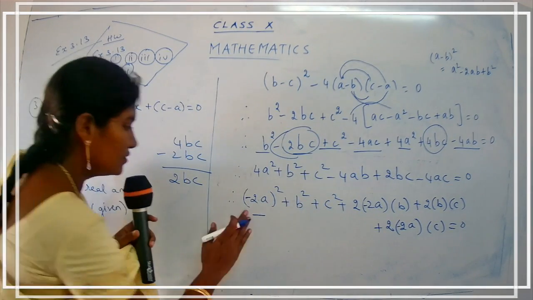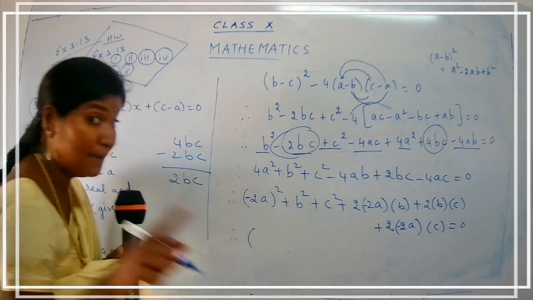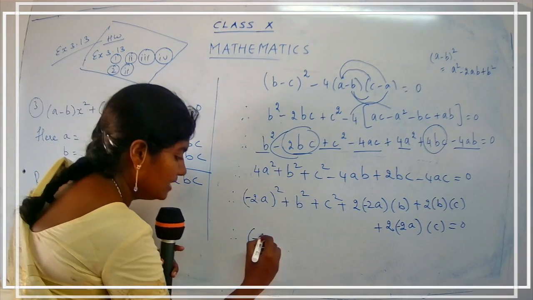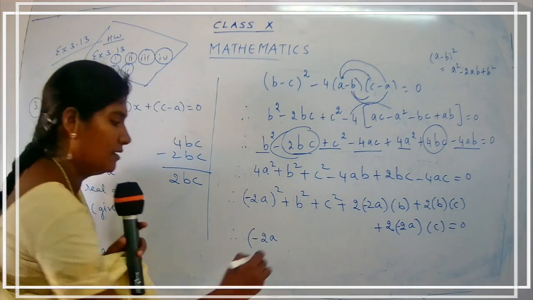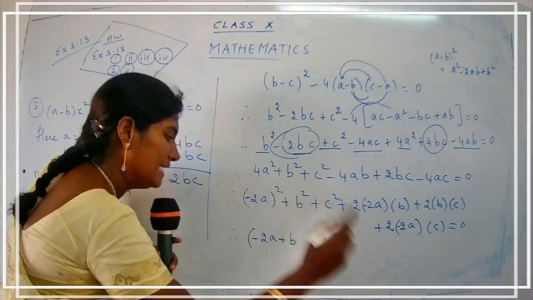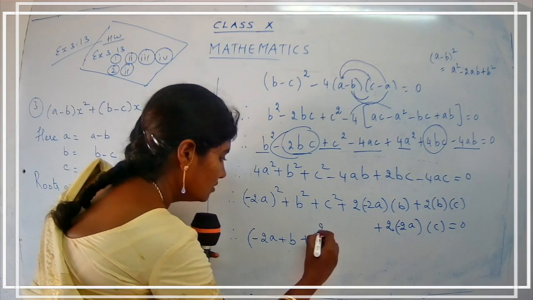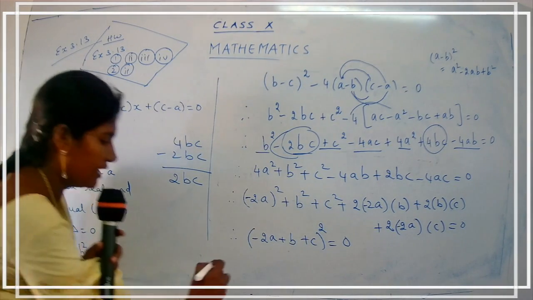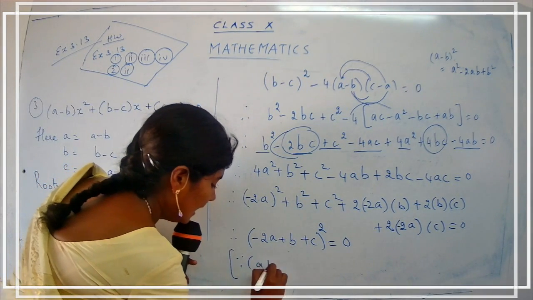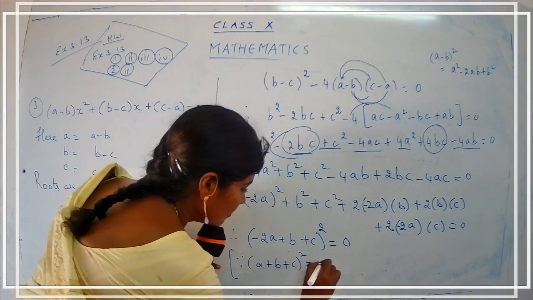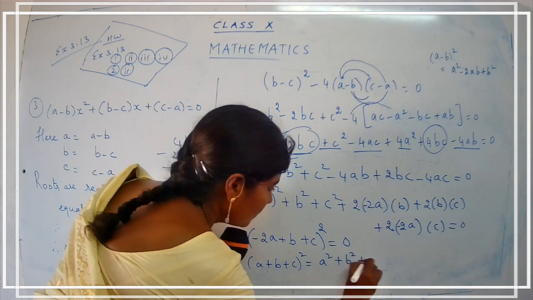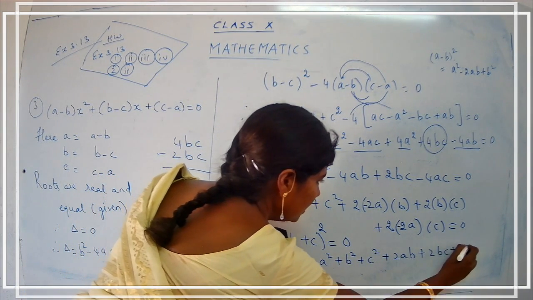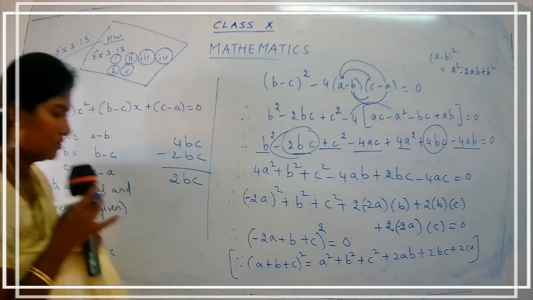So this is equal to A plus B plus C the whole square formula. What is A? Minus 2A. What is B? It's B. What is C? It is C. So this whole answer is equal to 0. Now we write down the formula. Since A plus B plus C the whole square is equal to A square plus B square plus C square plus 2AB plus 2BC plus 2CA. So I have applied a formula.